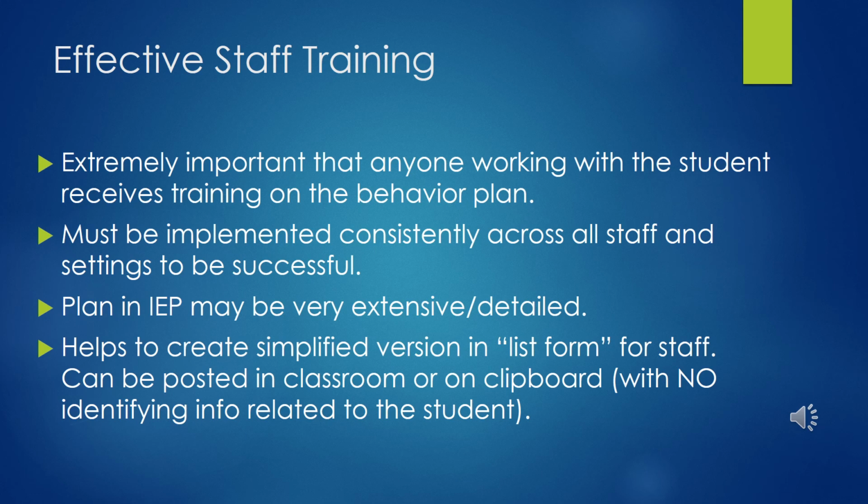So it's very, very important that training for all of those people occurs, and that they're implementing it consistently across all of those people, and also that they have this kind of simplified version. So again, they don't need a copy of the entire IEP or the plan. They just need, for example, antecedent strategies, bulleted, the things that they can do to prevent the problem behavior from happening, and then the consequence strategies, so that when problem behavior does happen, they know specifically and exactly what to do. But again, with no identifying information about the student.